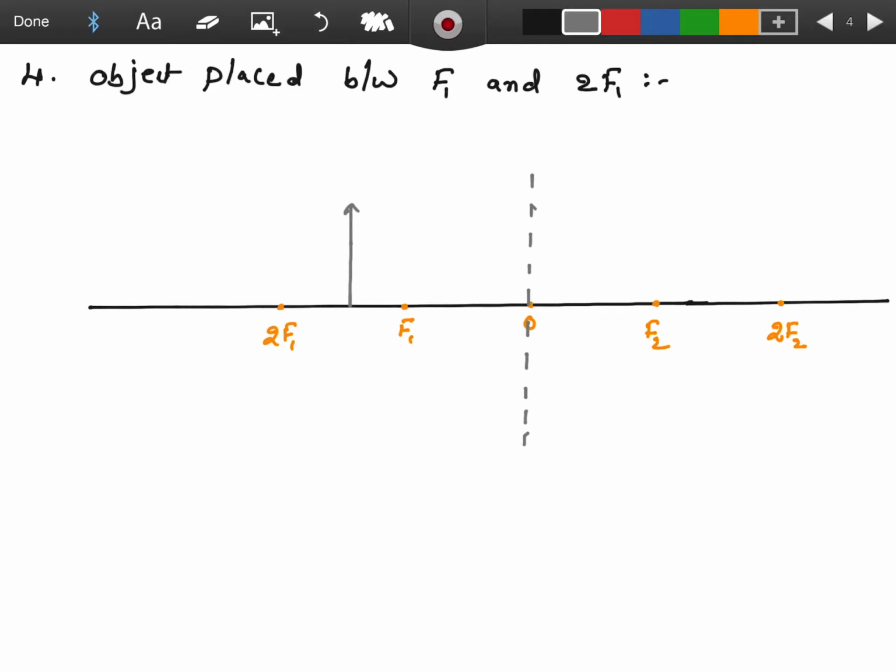First light ray, like this. How will it go after that? It will pass through F2. Any light ray passing parallel to the principal axis, after refraction it will pass through focus. After refraction it will pass through F2. Now coming to the second one, the light ray which is passing through optic center, like this.